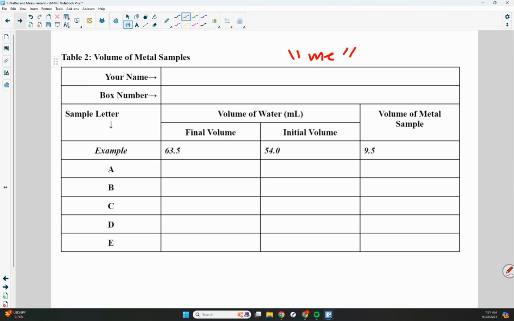We're going to use our graduated cylinder, as I just explained, to first measure the initial volume, that's the starting volume, and then the final volume, and then we're going to subtract to get the difference between those, and that's going to tell us the volume of the metal sample. So I just figured out here that my example metal had a volume of 9.5 milliliters. Always make sure to put your units there. So you're going to do that with metal piece A, B, C, D, and E. And you can put your name up here, your box number. Remember my box number was metal piece 7. And each person in the group is going to do that.